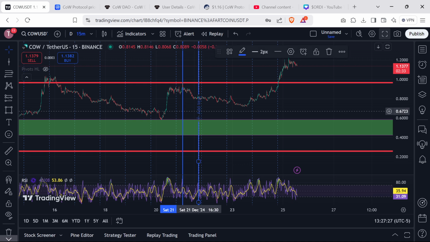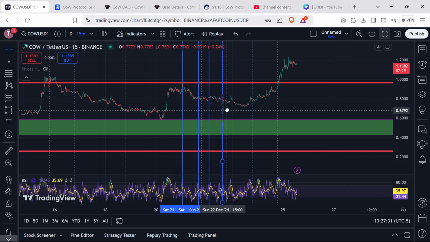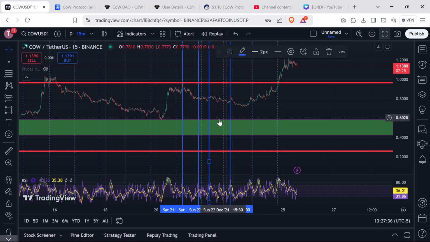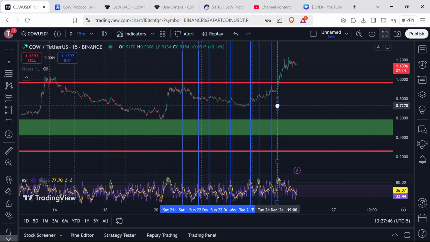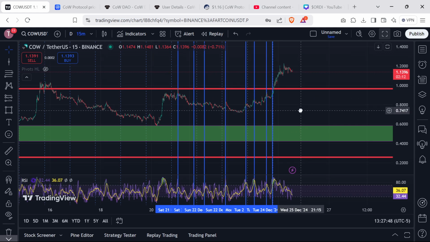Here it did not work. Here, did not really work. Here kind of worked. Here again, definitely did not work. Here did not work. Here, did not work. So many times it did not work because clearly we are in an uptrend, right?